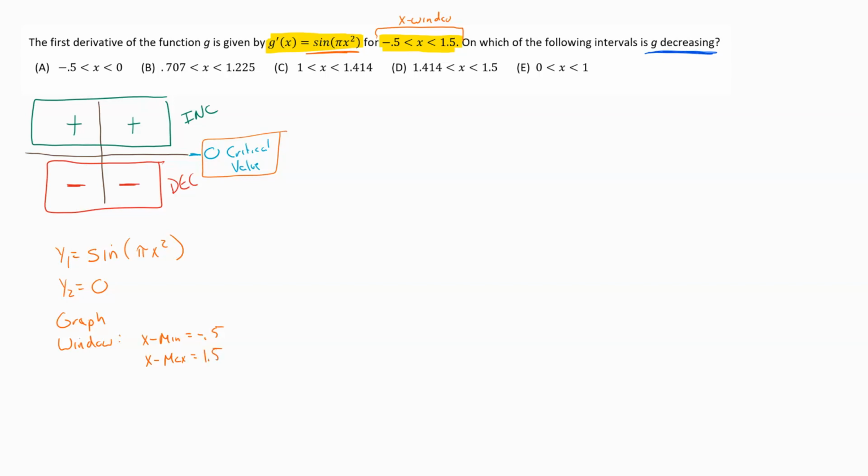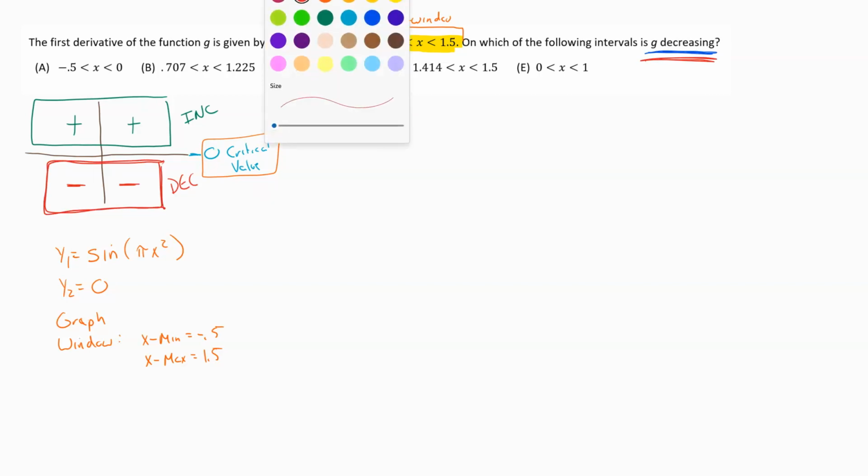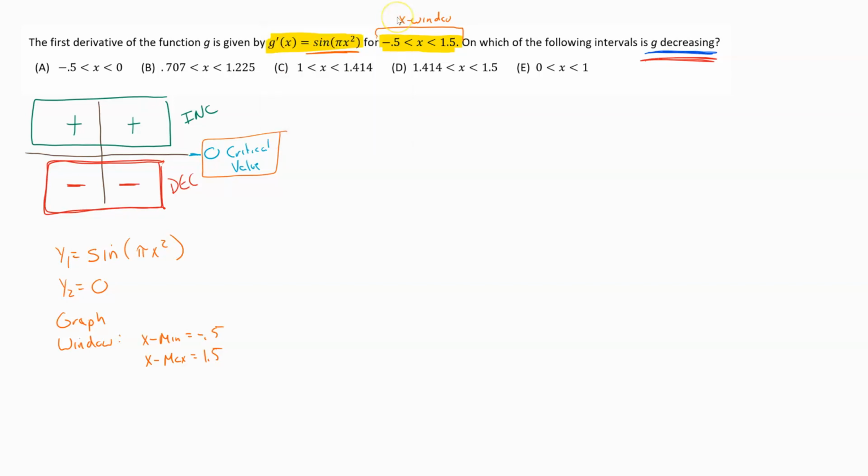After we graph that, we'll be able to read off the graph where this graph is in the negative space because we want to know where it's decreasing. So we're going to be looking for where it's below the x-axis. And to find those places where it changes, to find those values they are talking about, to know where our interval is occurring, we're just going to calc the intersect between our two graphs.